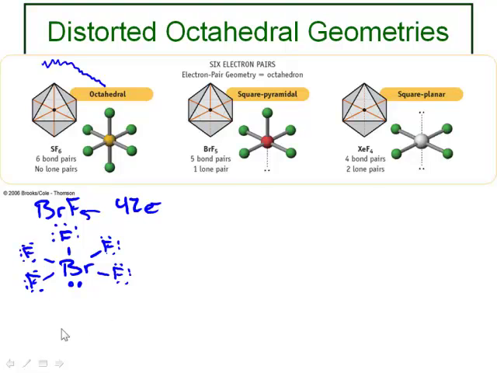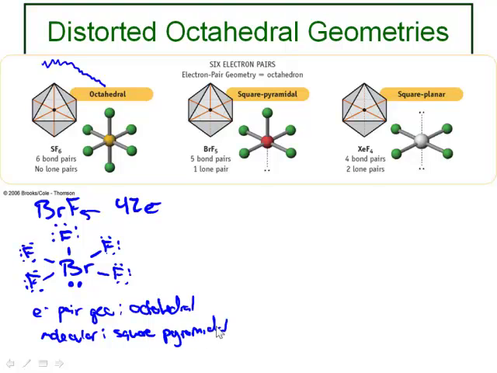For this molecule, the electron pair geometry is octahedral. The molecular geometry would be called square pyramidal. And you'd ask Mr. Harper, do I have to commit this all to memory? And the answer to that question is absolutely.